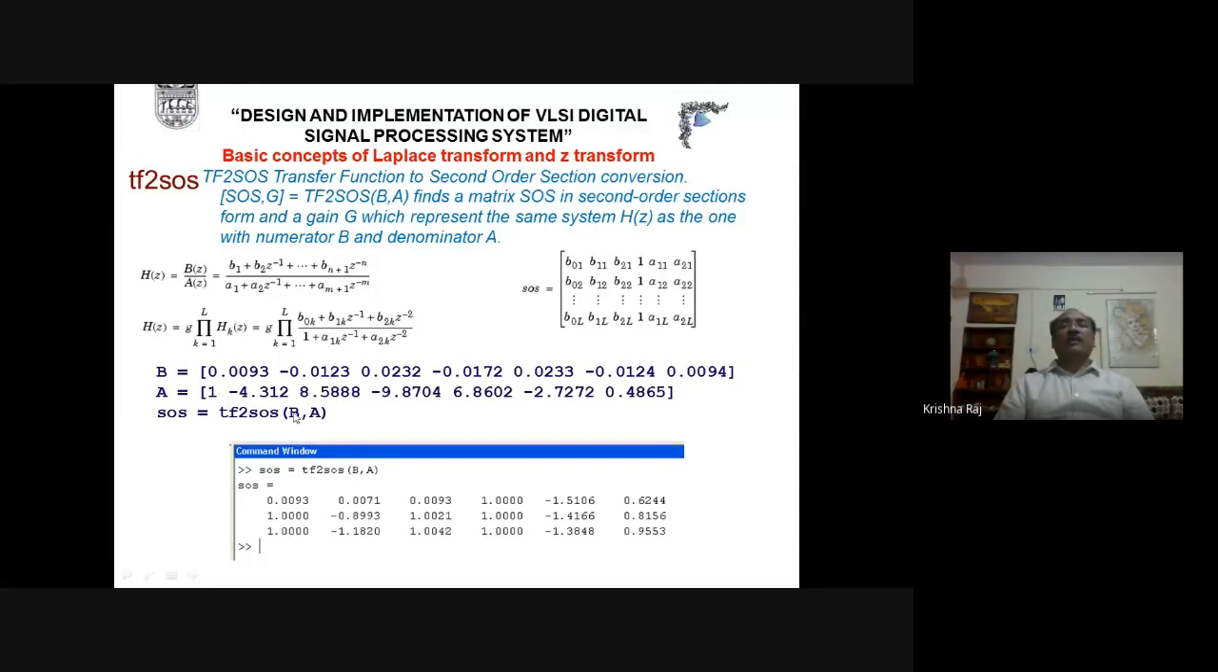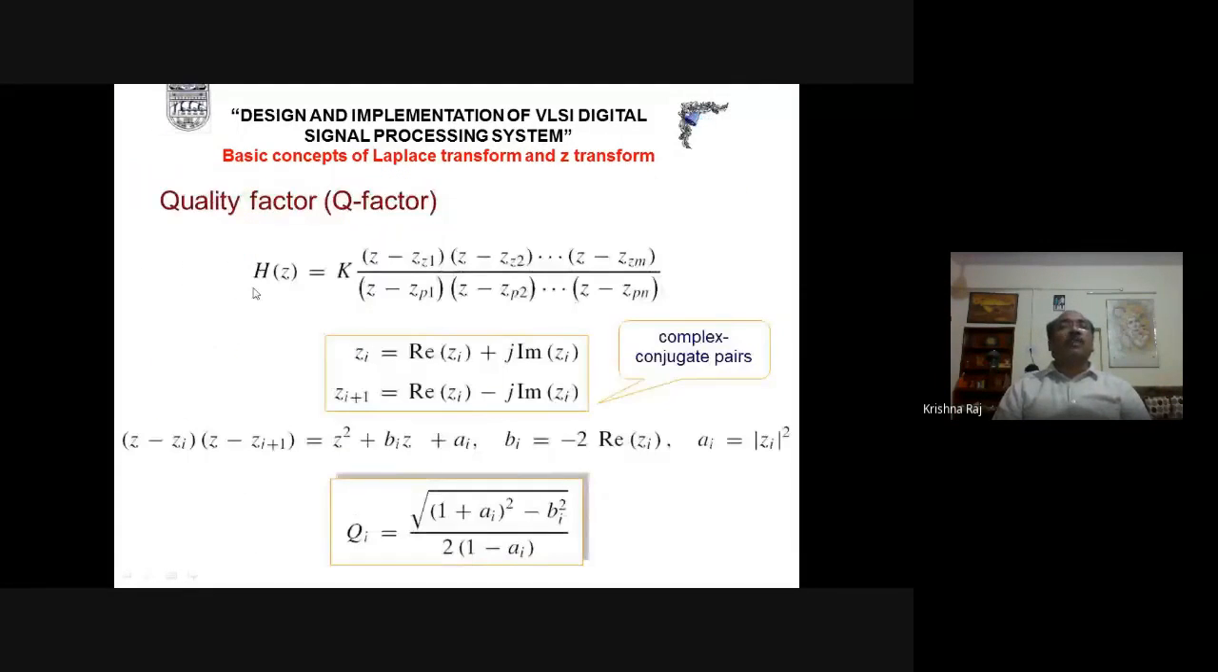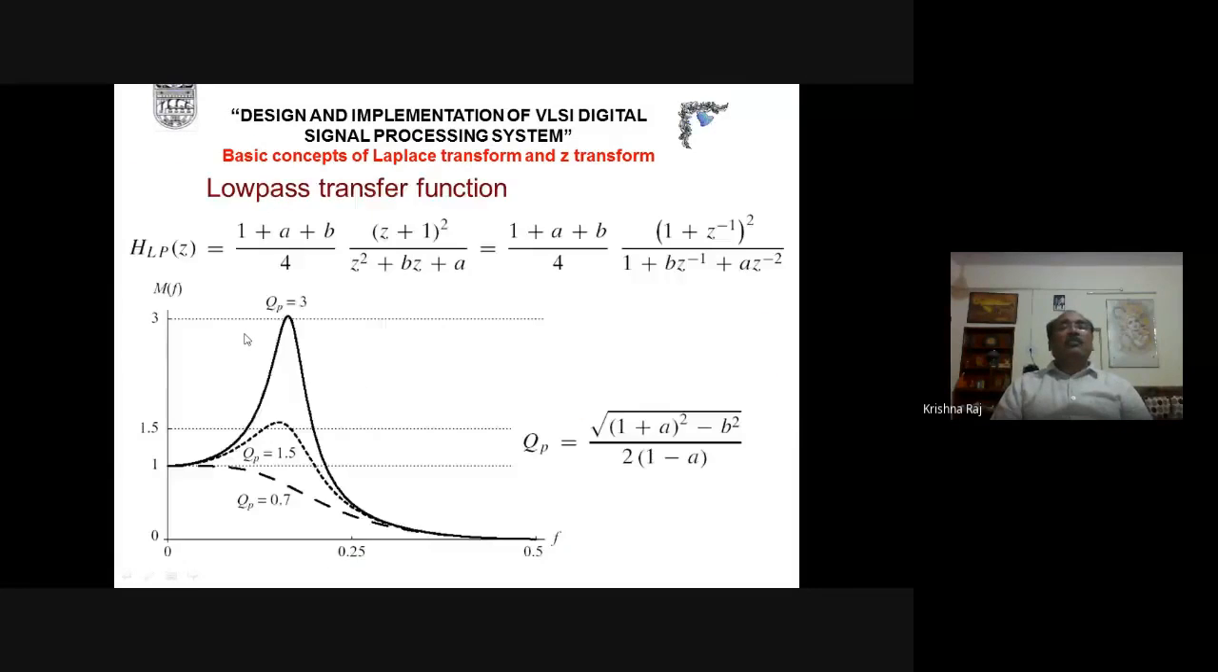It will operate on the inputs, and what are the inputs here? Matrix B and A. And what are the matrices B and A? They are the matrices of the transfer function, the numerator and denominator. Now, if we apply this for Fs, then we will get here the second order sections. This is again related to the quality factor. I am just skipping because we all know the concept of the quality factor here.